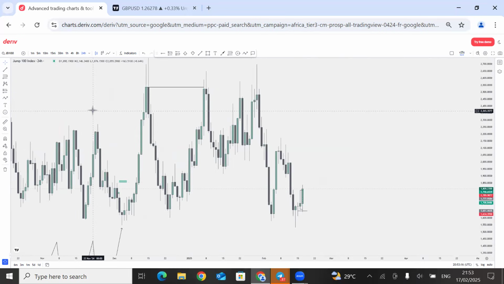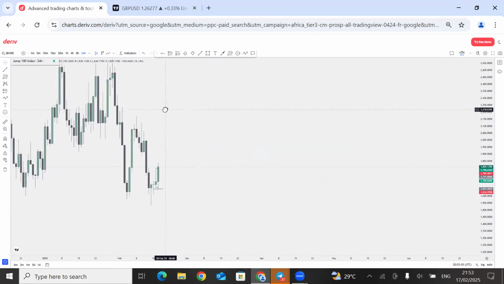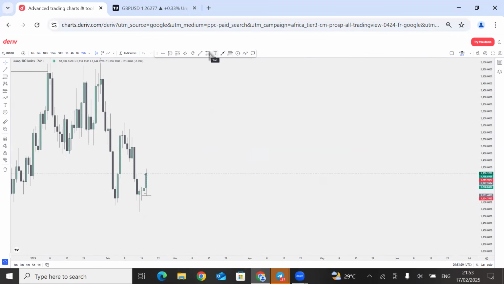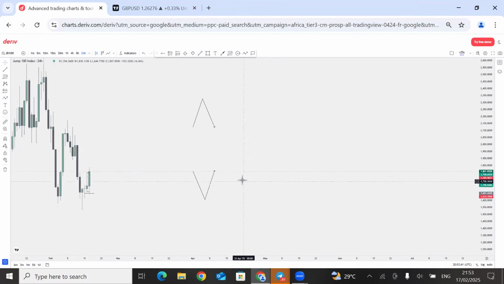So what are key levels? When we talk of key levels, we mean stuff like this. There are types of key levels. Let's go through them. We have the A-shaped key level and we have the V-shaped key level. So here's a V-shaped key level. Then we have other key levels like this.